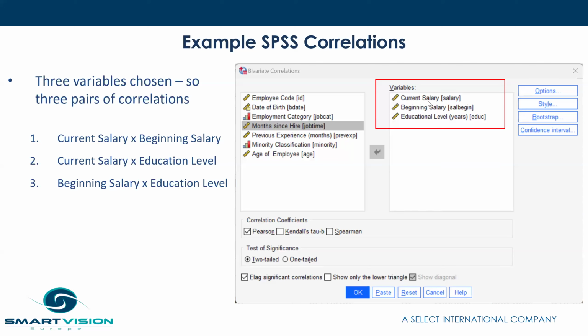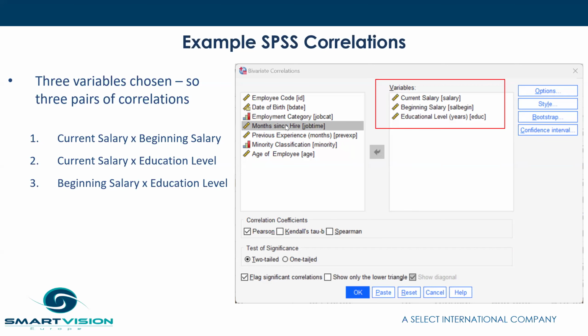Current salary against beginning salary, and beginning salary against education level. So I'm going to get three correlations, aren't I? Current salary against beginning salary, current salary against education level, and beginning salary against education level. In fact, as we'll find out, it will actually give 6 correlations, because it'll do current salary against beginning salary, beginning salary against current salary, which is the same correlation, education level against current salary, same correlation, and beginning salary against education level and education level against beginning salary, same correlation.